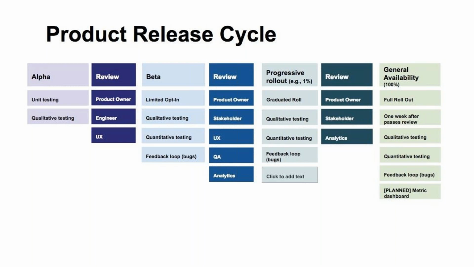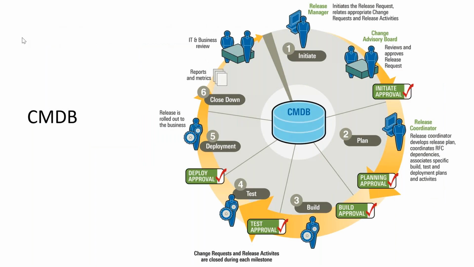Some of the characteristics we have for the different kinds of release cycles: in alpha we have unit testing and qualitative testing. In beta, limited opt-in, qualitative testing, quantitative testing, feedback loops, bugs and all. Progressive is a graduated rollout, with qualitative testing, quantitative testing, feedback loops and stuff like that, and general availability is for everyone. So this is a release cycle. Again, I must tell you, different organizations follow different things also. And this is a CMDB.